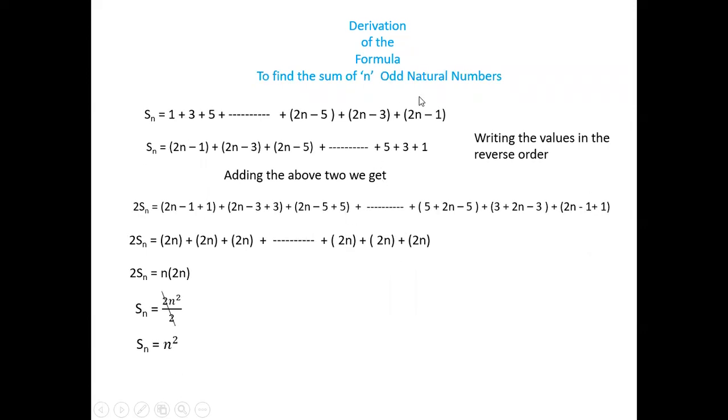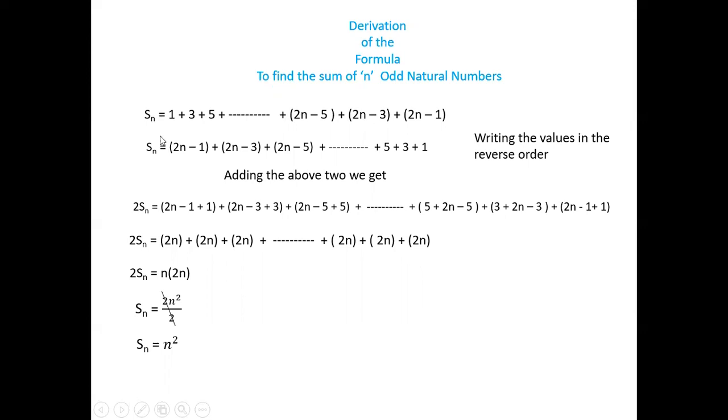Now let us see the odd natural numbers. Sum of odd natural numbers, they are 1, 3, 5. So 1 plus 3 plus 5 and so on. And odd natural number nth term is given as 2n minus 1. So before that you will have 2n minus 3. Before that you will have 2n minus 5. We rearrange them in the reverse order. So 2n minus 1 will become your first term, followed by 2n minus 3, then 2n minus 5, so on, and 5, 3, 1.